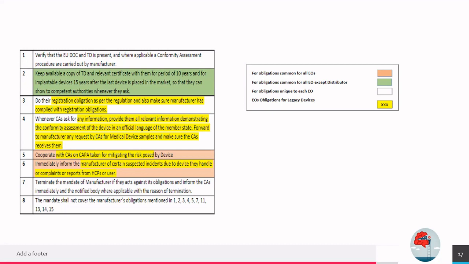Cooperate with the competent authorities for CAPA to mitigate the risk posed by the devices. Immediately inform the manufacturer if some suspicious incident happens related to the device, and the complaints can be coming from healthcare professionals or the user. They have to inform the manufacturer. And if the manufacturer does not comply, in spite of the authorized representative saying multiple times to comply with the activities, if they are still not obliging, they can directly inform the competent authority and can terminate their agreement with the manufacturer. That is the power the authorized representative has.